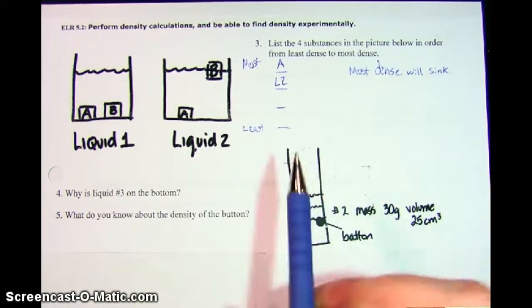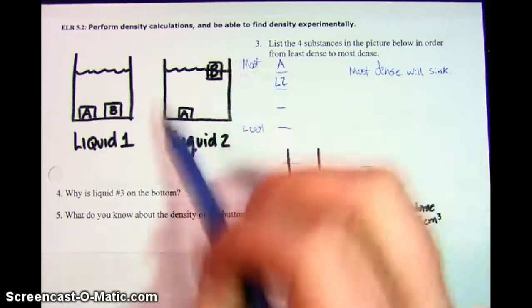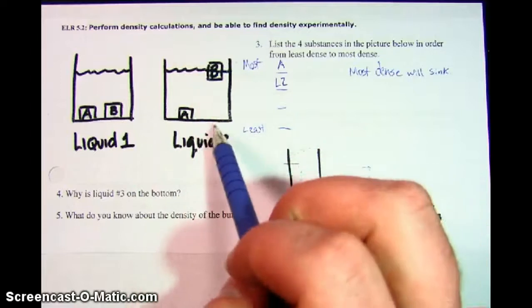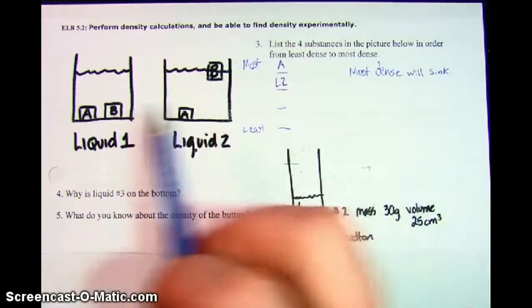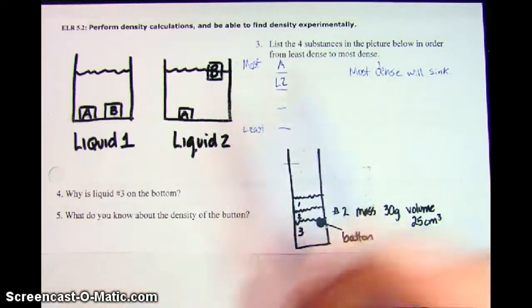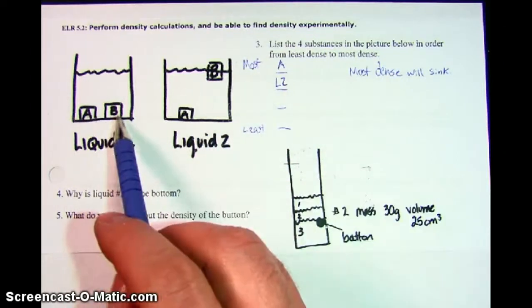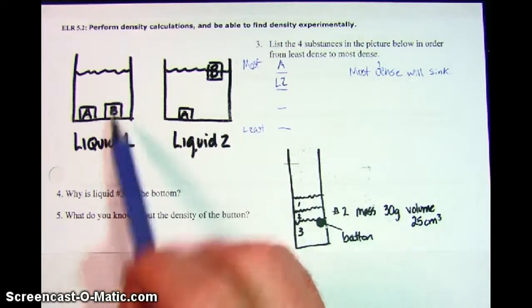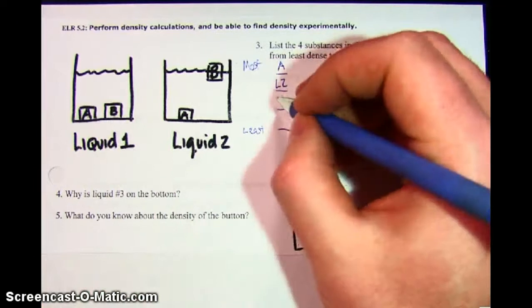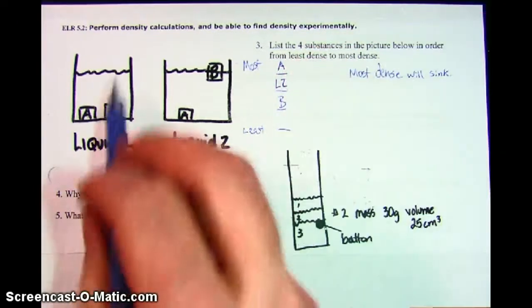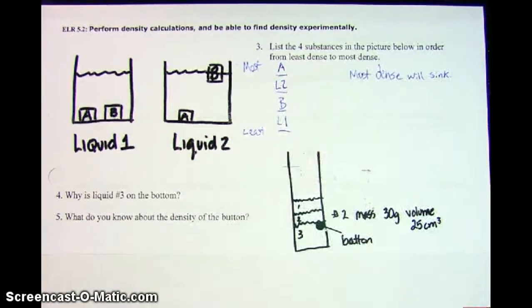All I've got left to do is liquid 1 and B, and I can look at just this picture to figure that out. B is floating on top of liquid 2, and I can look at just this picture. B is sinking in liquid 1. So B is going to be the next most dense because it's sunk in 1, and liquid 1 is the least dense.